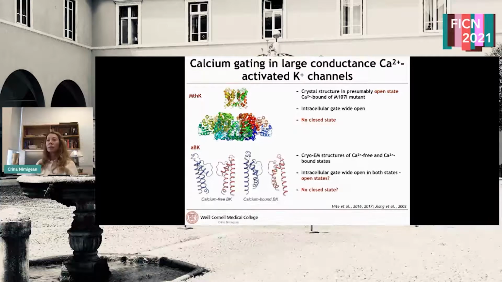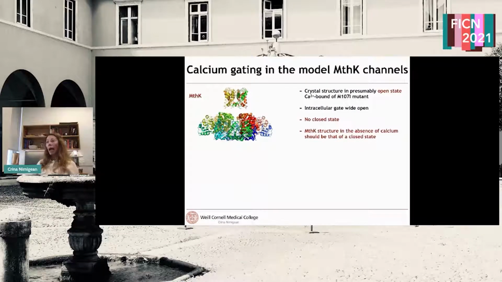So we decided that in order to get to a real closed state, without all the complications of voltage sensing containing proteins, we were going to go to the MTHK channels, which are purely modulated by calcium, and in the absence of calcium, they should yield a closed state. Okay, so we went ahead and proceeded to do cryo-EM structural analysis of the MTHK sample in the absence of calcium.